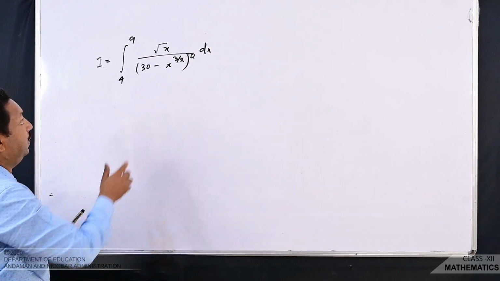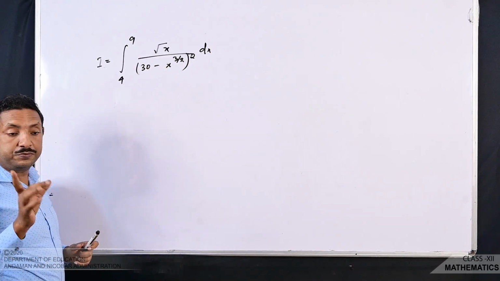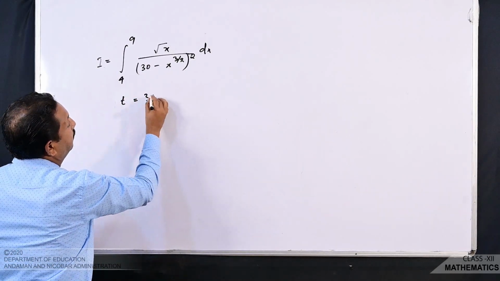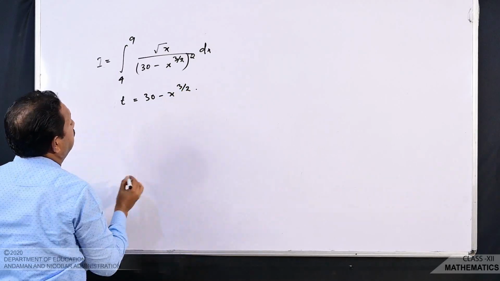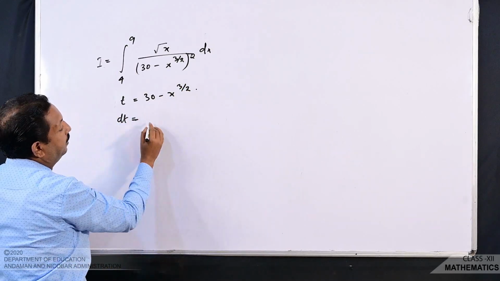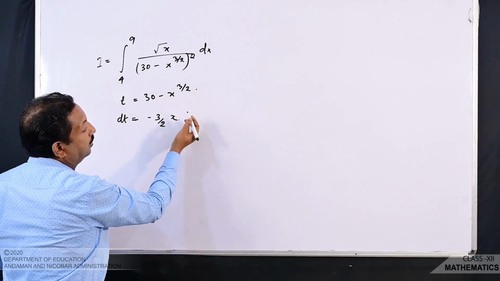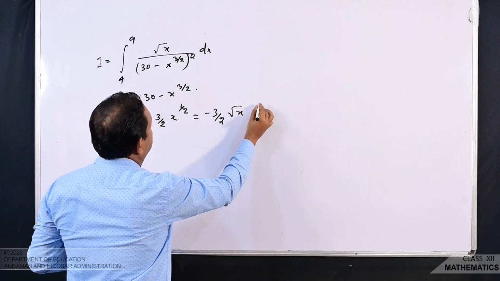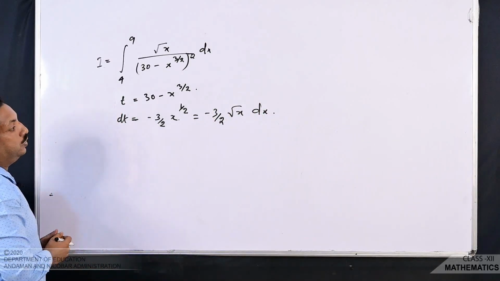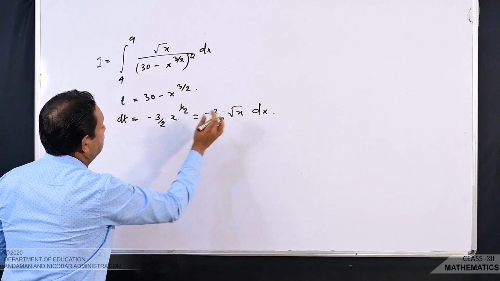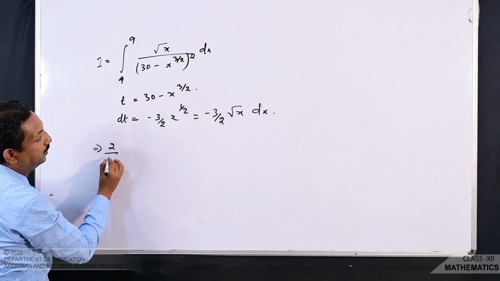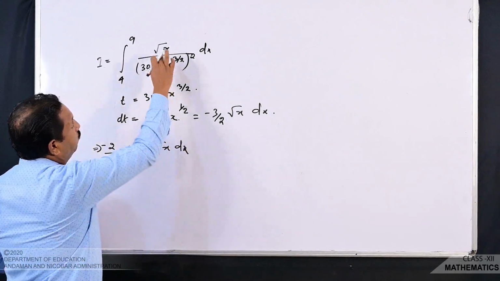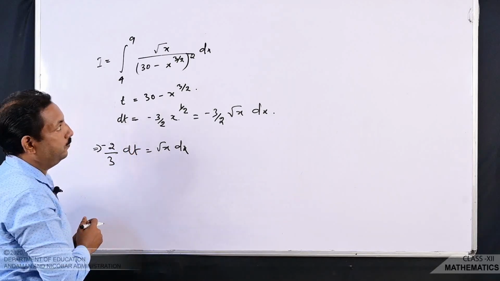What do you do? We can apply the substitution, that means you can assume this as t. So, let t equal 30 minus x power 3 by 2. Your dt will be what? Your dt will be minus 3 by 2 x power 1 by 2, that means minus 3 by 2 root x dx. So, that means this root x dx we can write as 2 by 3 minus dt equal to root x dx.